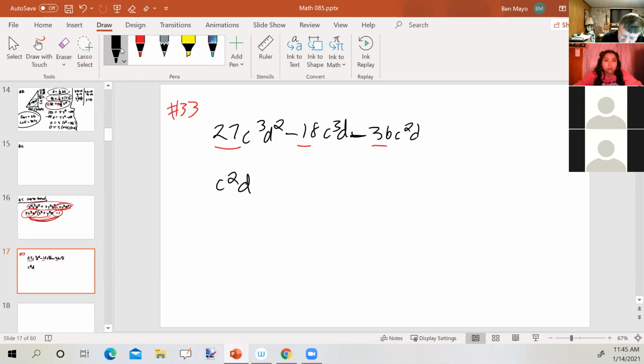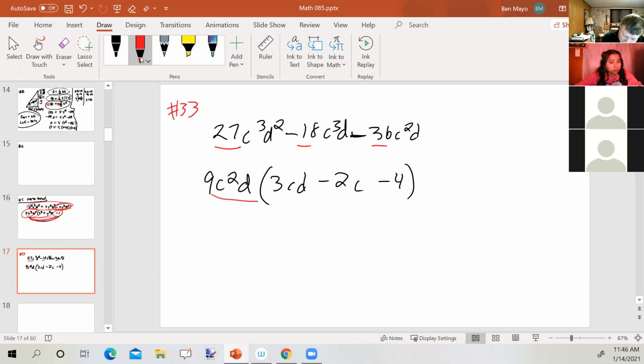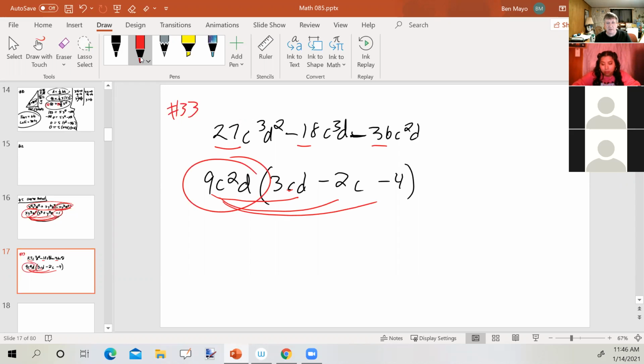Because we can't take 6 out of it. We can take 9 out of 27, 9 out of 18, and 9 out of 36. So I get 9c squared d, and then the leftovers are 3cd minus 2c minus 4. This would give us 27c cubed d squared minus 18c cubed d minus 36c squared d. So the greatest common factor should be 9c squared d.